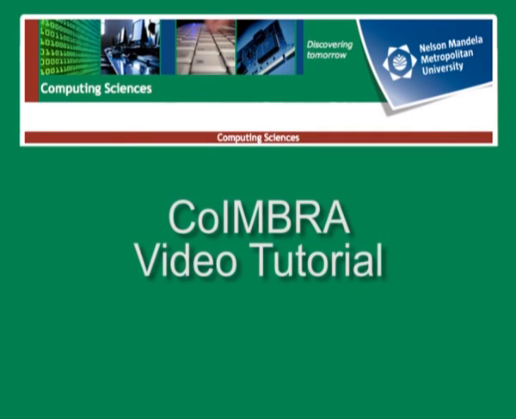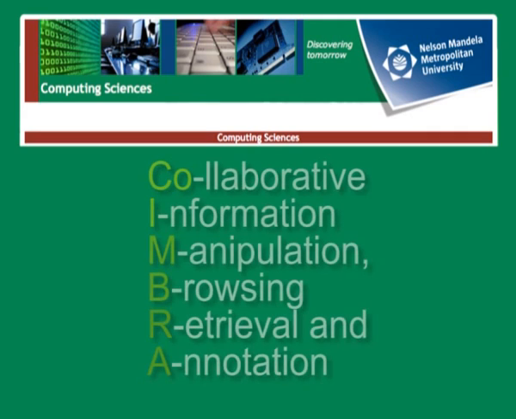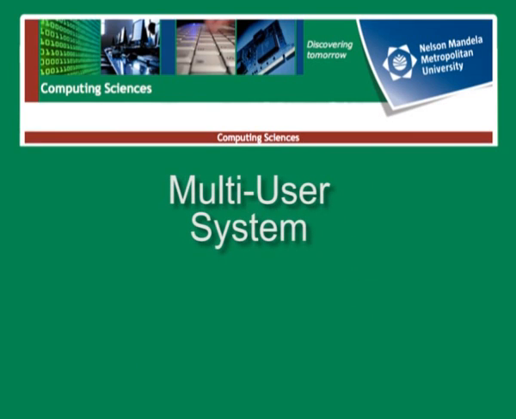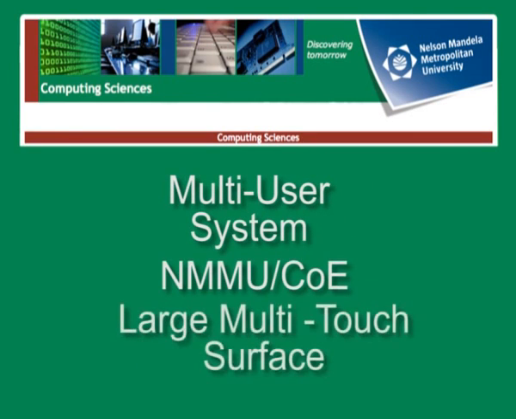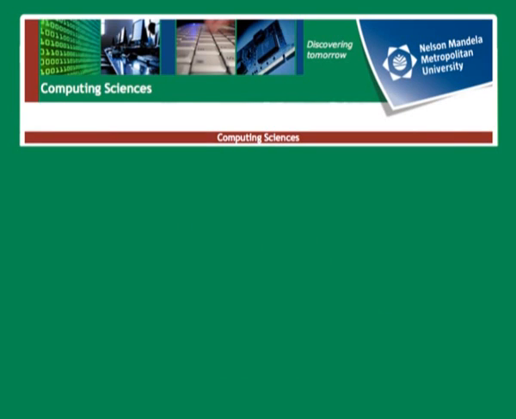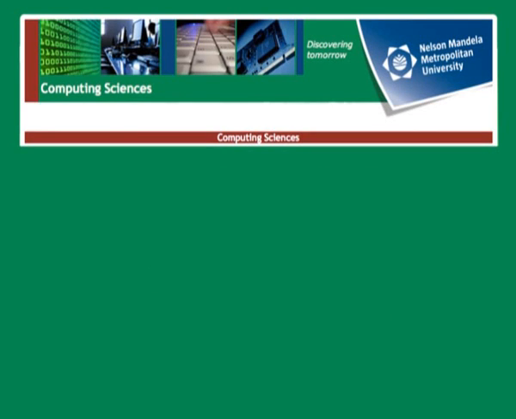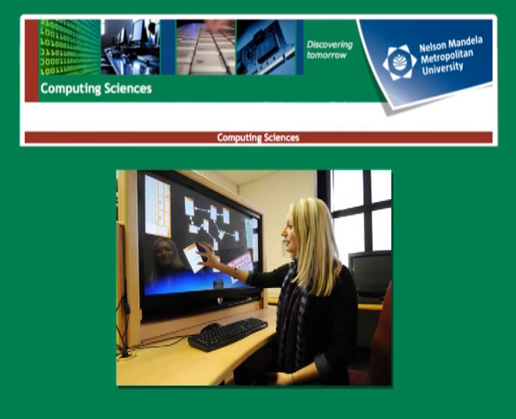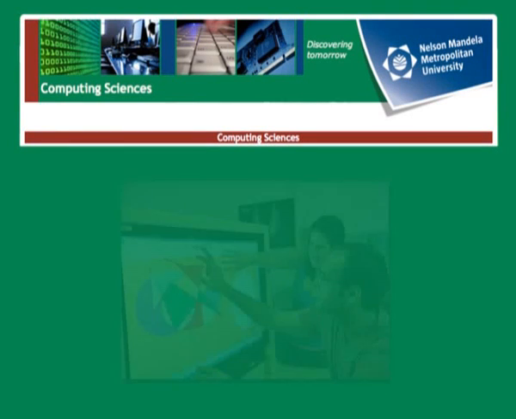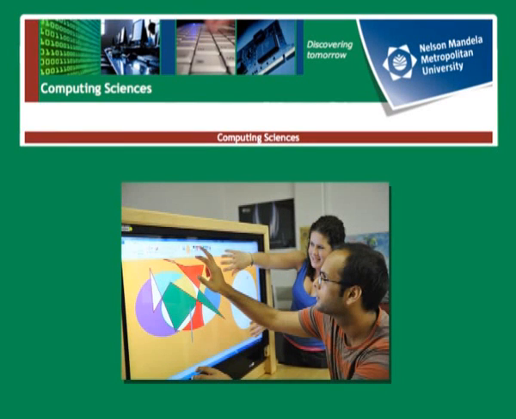This is CoIMBRA, a system for collaborative information manipulation, browsing, retrieval and annotation. It is a multi-user system running on the NMMU CoE large multi-touch surface. Multi-touch allows multiple users to interact with the system using an intuitive gesture interface. The system allows multiple users to retrieve information from the web, network, or other document collection and download to a local hard drive. This short video tutorial will take you through some of the basic functionality.